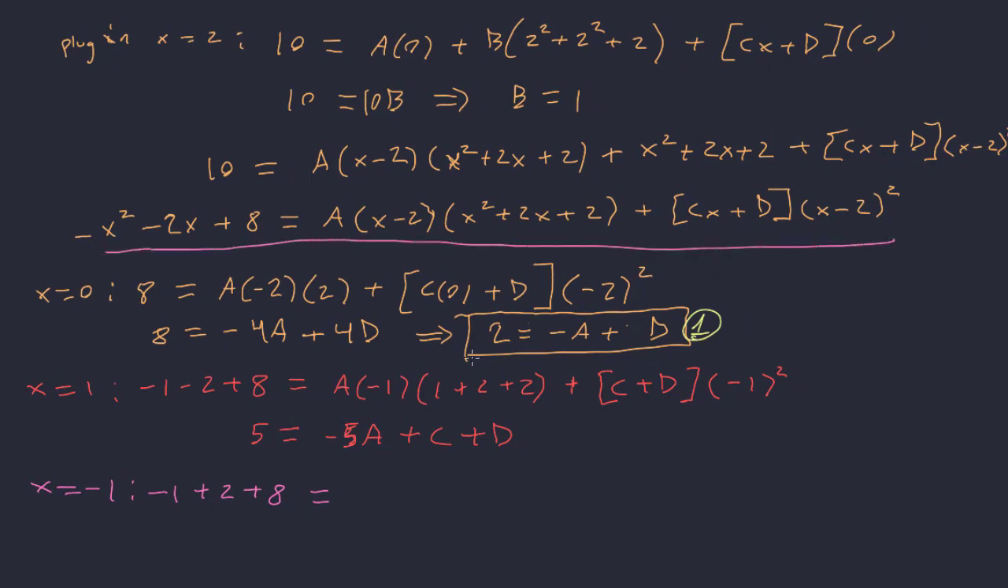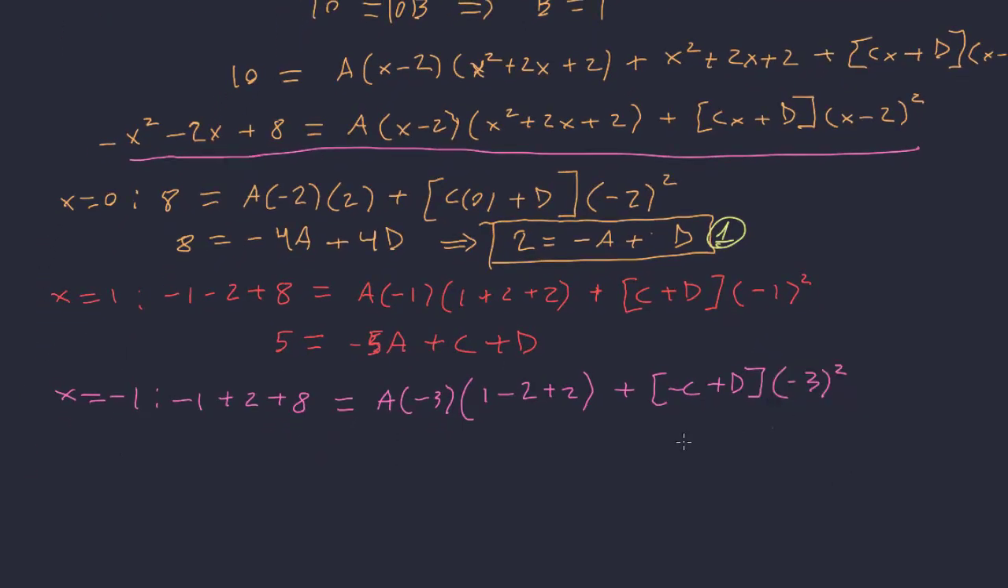Let me, there we go. Okay. Now, this will be a times, that'll be negative 3 times, that will be a 1 minus 2 plus 2 plus a negative c plus d times, now this will be a negative 3 squared. All right, I promise we're getting there, okay? So here we'll get a 9 times, that will be negative 3a, and here that will be plus, this will be a 9, and I'm going to factor that out. So it will be a minus 9c plus 3d.